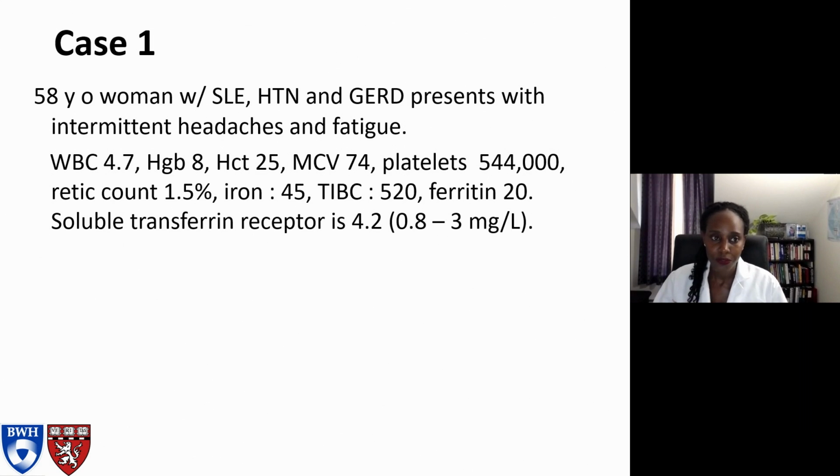Now, the first case is a 58-year-old woman with lupus, hypertension, and GERD, who presents with intermittent headaches and fatigue. Her white cell count is 4.7, hemoglobin is 8, MCV is low at 74. Her platelet count is somewhat elevated. Her retic count is 1.5%. Serum iron is 45. TIBC is 520, which is high, and her ferritin is 20. Her soluble transferrin receptor is 4.2, which is elevated.